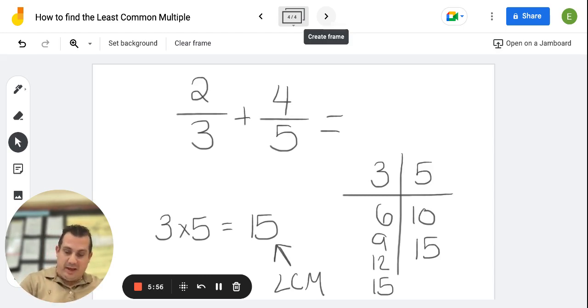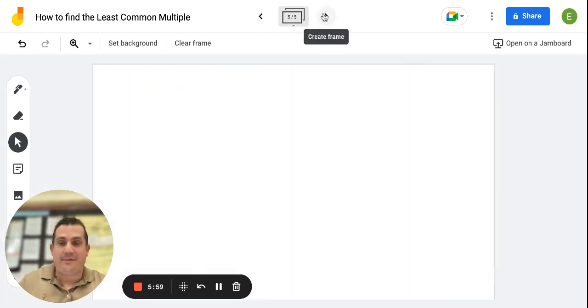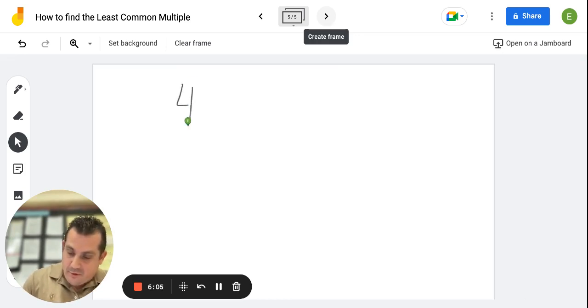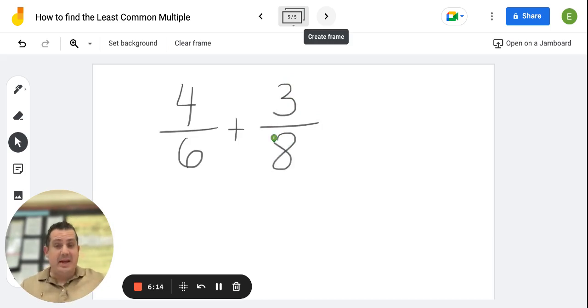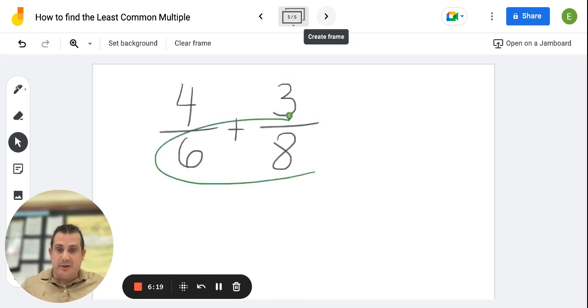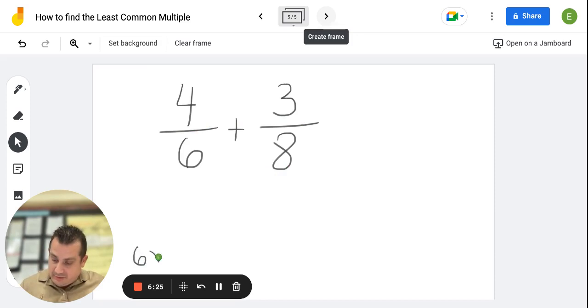So, once again, no matter what fraction you are given, let me make one up right now: 4/6 plus 3/8. To find a common multiple, I could multiply my 6 times 8, which gives us 48. So that is a common multiple.